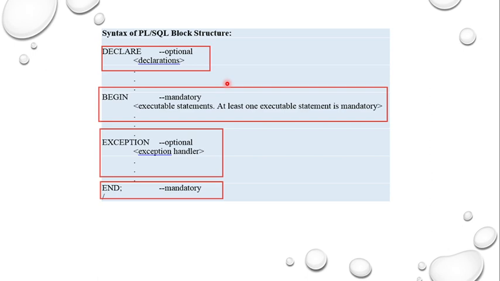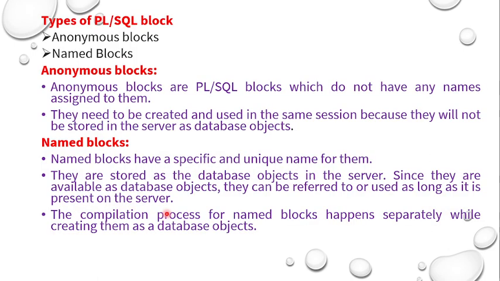When you come to named blocks, each has a specific and unique name, and they are stored as database objects in the server. So remember, anonymous blocks will not be stored, but named blocks will always be stored as database objects in the server. And the compilation process for named blocks happens separately while creating them as database objects.